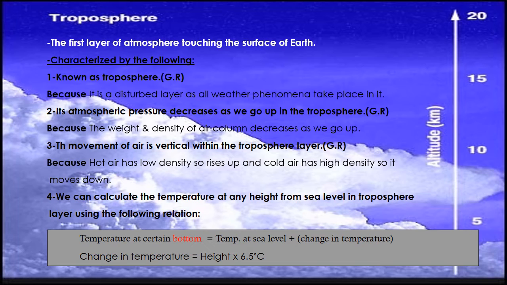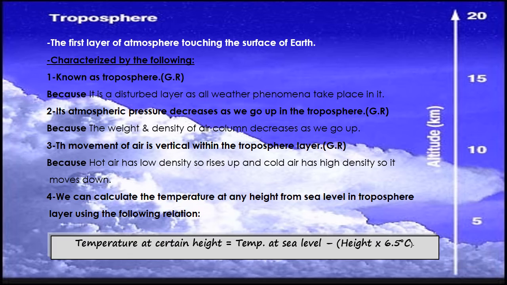Number 4, we can calculate the temperature at any height from sea level according to a rule. If we need the temperature at height, we calculate: temperature at sea level minus the change in temperature, and the change in temperature is the height times 6.5, because when we go up, the temperature decreases by 6.5 degrees for every 1 kilometer. So temperature at height equals temperature at sea level minus height times 6.5.